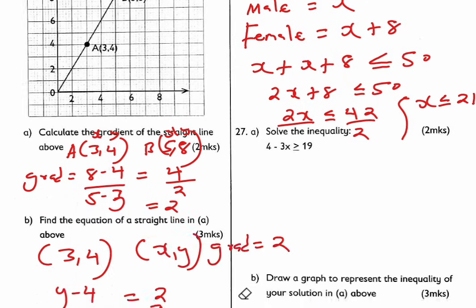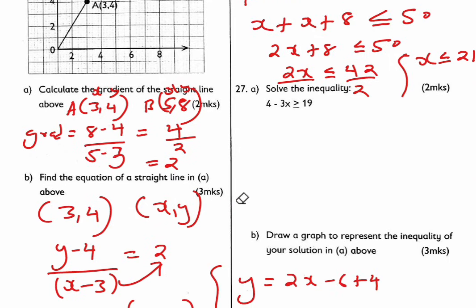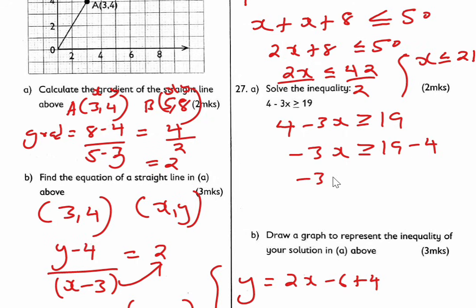Solve the inequality. We're going to solve this inequality. So here we have 4 minus 3x is greater or equal to 19. We're going to collect like terms together. We take 4 to the right, it becomes minus, so we remain with negative 3x is greater than or equal to 19 minus 4, we get 15.